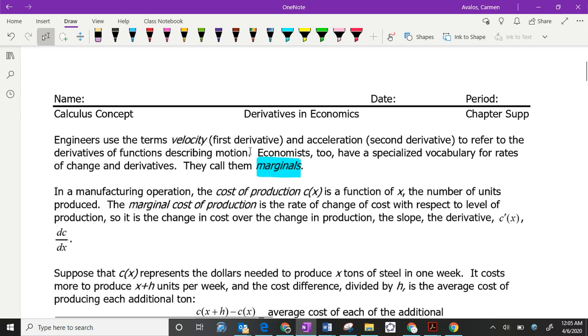But when you get to business calculus, the economists, they also use calculus, because it's really, really important. And so they changed some of the wording on there, but the math is still the same. So if you know the engineering calculus, you know the business calculus as well. Instead of calling it a derivative, they call it marginals.